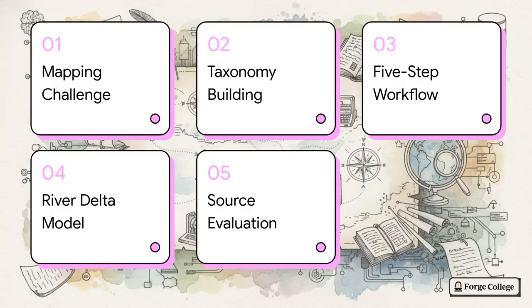So here is our roadmap for conquering this together. First, the capstone mapping challenge. Second, building your taxonomy. Third, we'll hit the 5-step workflow. Fourth, the river delta metaphor. And finally, preparing for source evaluation. Okay, let's dive right into this.